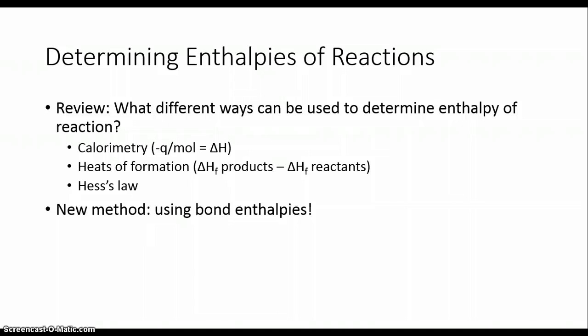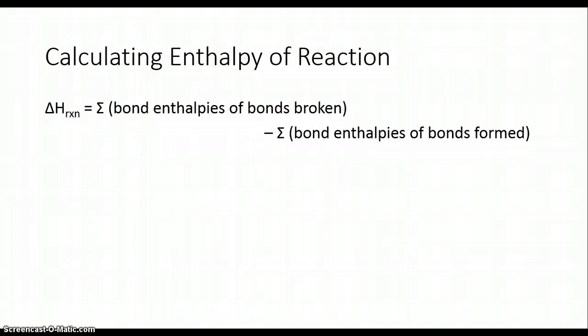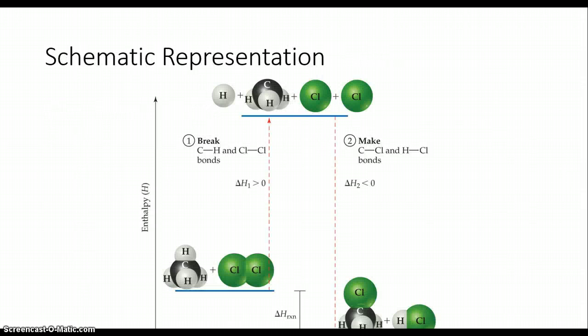So what's the new method? We're going to use bond enthalpies. This is a great way to approximate how much energy it takes to make a reaction go, simply by looking at the specific bonds that are going to be broken and formed. Here's a general formula. Delta H of reaction, you should recognize that notation here, is going to be the sum of the enthalpies of the bonds broken minus the sum of the enthalpies of the bonds formed. It's very similar to what we saw before. Make sure everything is accounted for, sum those up, and then subtract the two sides.